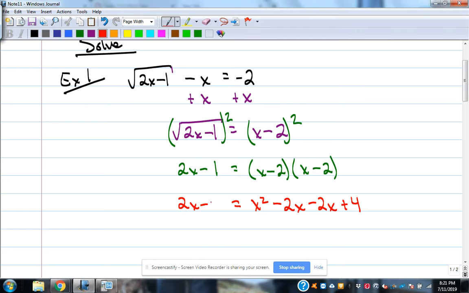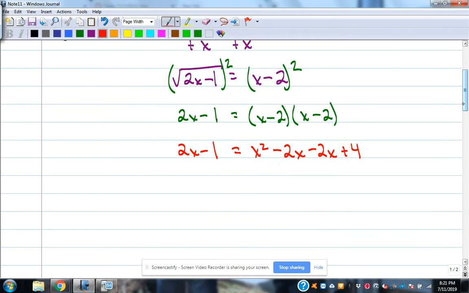Here we have 2x minus 1 still on the left side. We can simplify the right-hand side: x squared minus 4x plus 4. And because we have x squared in the equation, that means we need to get this problem equal to 0 so that we can utilize quadratic formula or factoring in order to solve this equation.